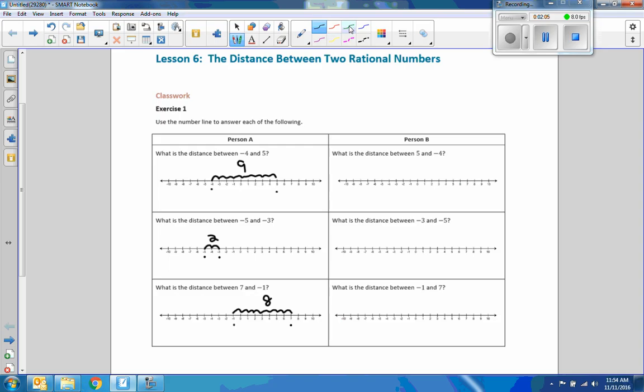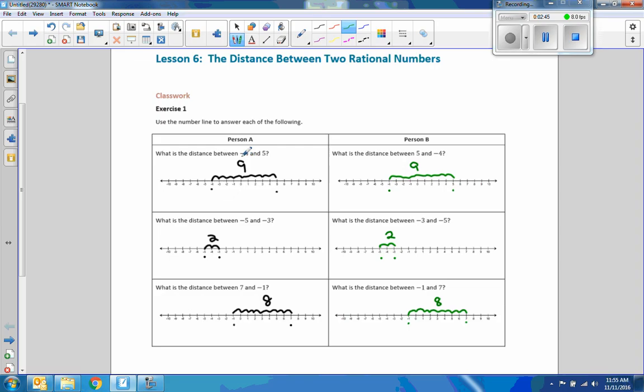Now person B has a different set of values. What's the distance between 5 and -4? Here's 5, and here's -4. So it's 1, 2, 3, 4, 5, 6, 7, 8, 9. The distance between -5 and -3, 1, 2, and the distance between -1 and 7, 1, 2, 3, 4, 5, 6, 7, 8.